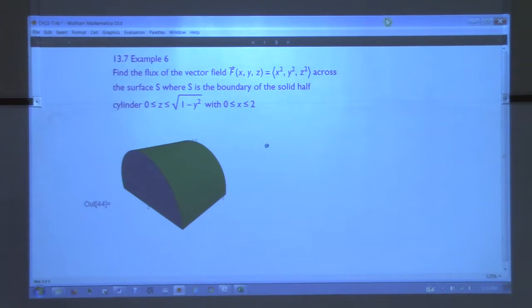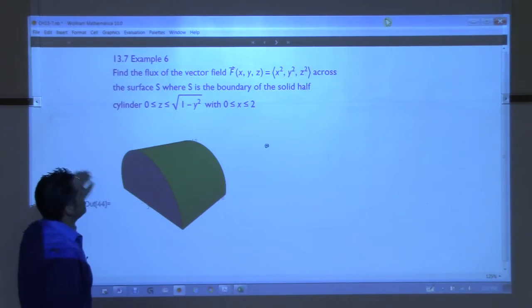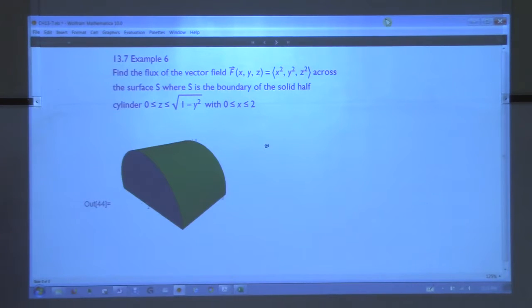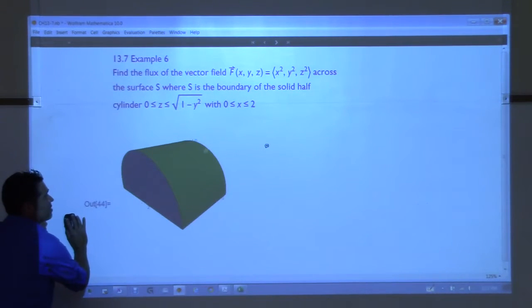All right, how many surfaces do we have here? Find the flux of the vector field x squared, y squared, z squared. You can have someone from your table, just different presenters, that's all. We have the vector field given. The surface is the boundary of the solid half of the cylinder, 0 less than or equal to z less than or equal to the square root of 1 minus y squared, with x bounded between 0 and 2. So it almost looks like a little aircraft hangar.